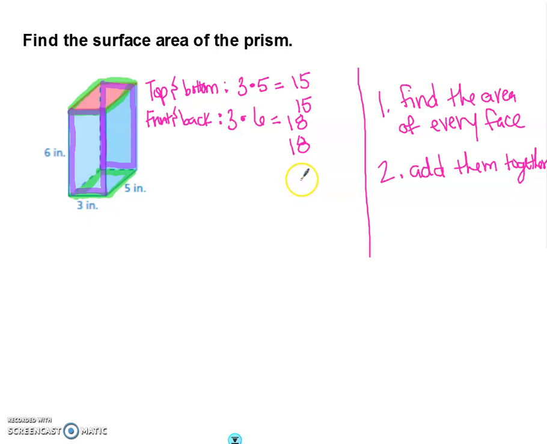We have some more sides. We have the left and the right side. Right here, the side is sort of, it's not facing us, but we can still see it. It's the right-hand side of the prism. There's also the left side. I've highlighted them in yellow. So I'm going to write left and right. They are identical. They're 5 wide and 6 tall. So they are both 30. The left is 30 square inches and the right is 30 square inches.